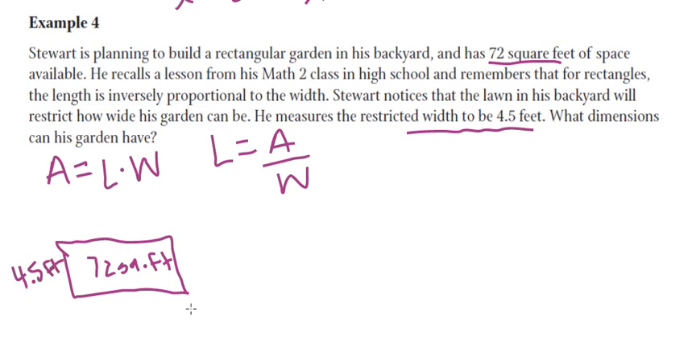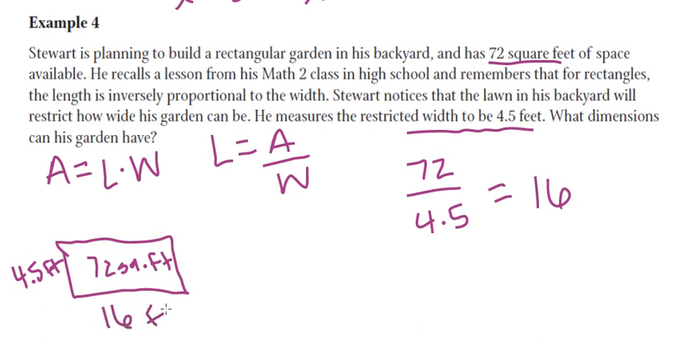So we all know that to find our length here, all we need to do is divide, but that fits into this inverse relationship here. Because our area, which is 72, divided by our width, which is 4.5, is going to determine what the length of this garden can be. And when you divide here, you get a value of 16. So we know that the length on this garden needs to be 16 feet. So our dimensions have to be 4.5 by 16 feet.